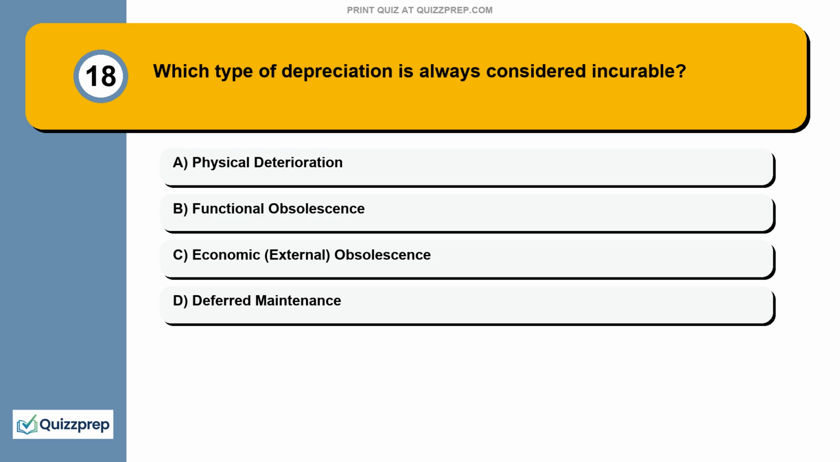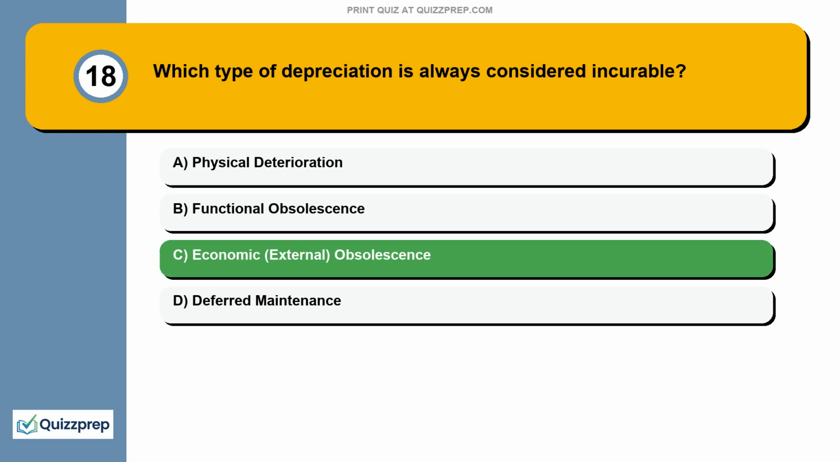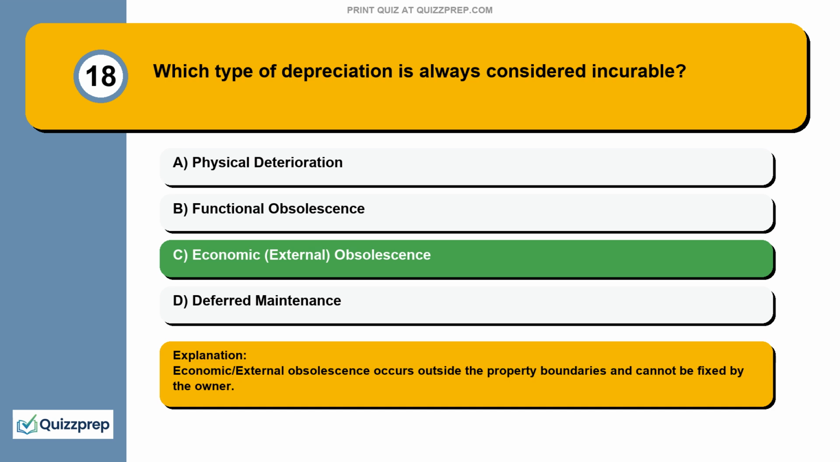Question 18. Which type of depreciation is always considered incurable? Physical deterioration, functional obsolescence, economic or external obsolescence, deferred maintenance. Economic/external obsolescence occurs outside the property boundaries and cannot be fixed by the owner.